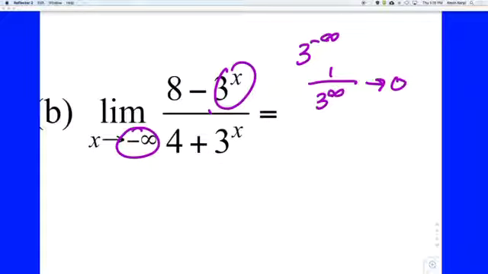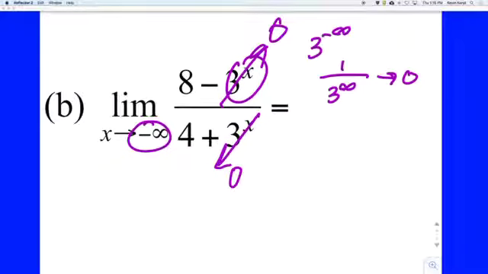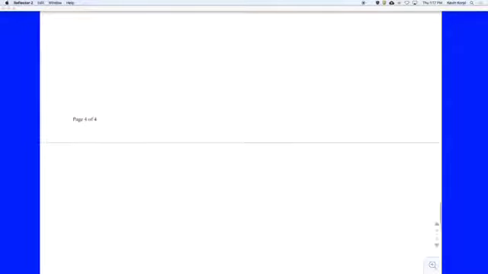So as we go out to the left, these are the things that are becoming insignificant. And now the things that are dominating the numerator and the denominator are the 8 and the 4. What's 8 divided by 4? 2. And that's your answer, because that's approaching 8 minus 0 over 4 plus 0. So you have a couple like that on your worksheet. We're done with this section.